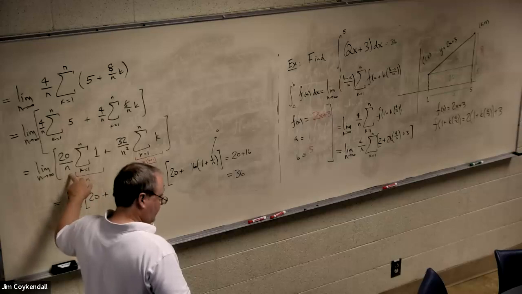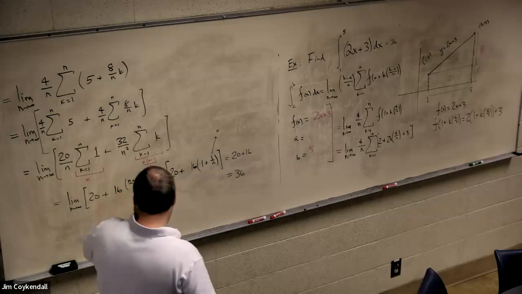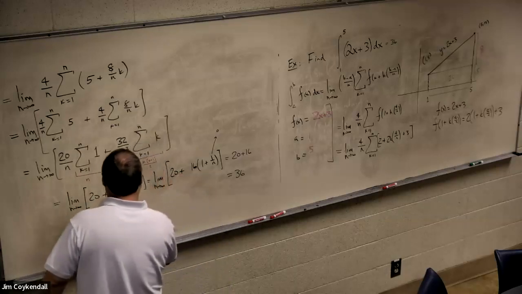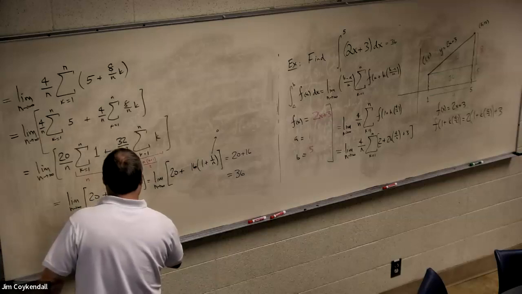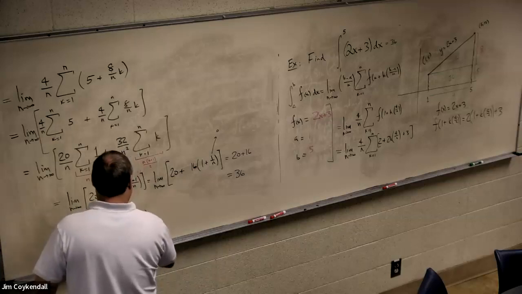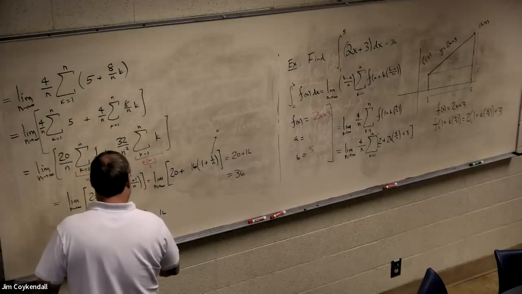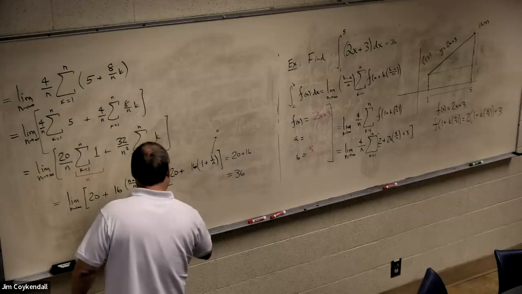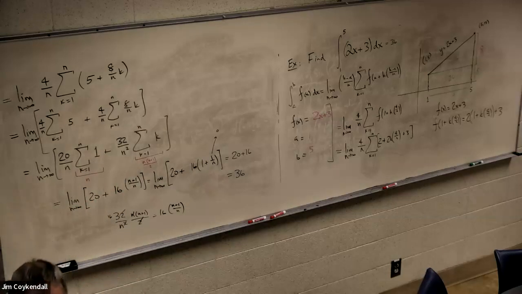You see where the 20 comes from? Right, because it's 20 over n times n. Cancels. The other one is 32 over n squared times n plus 1. 32 cancels down to 16. And 1 n cancels. So there it is in action.